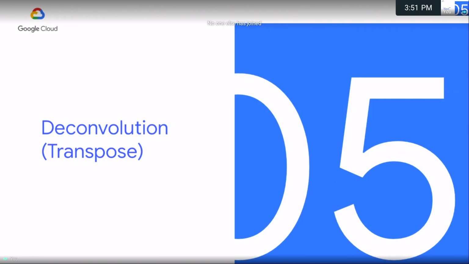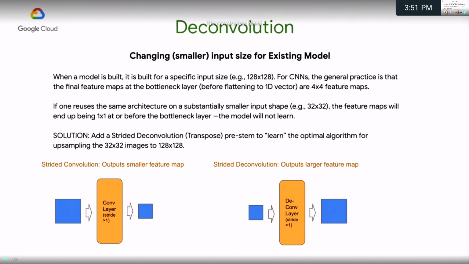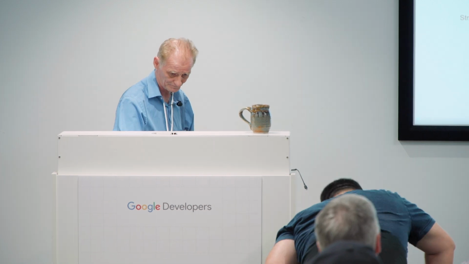Deconvolution. Okay. Here's another one. So a lot of people are used to convolution. Deconvolution is really the reverse, transpose, but you can use it in a pre-stem to solve problems. In a convolution, when it's strided, that means your strides are greater than 1. You're actually making your input feature map smaller. In deconvolution, you're doing the reverse. Instead of using a static algorithm to upsample, you're learning the best algorithm for your data, and your model upsamples your data.